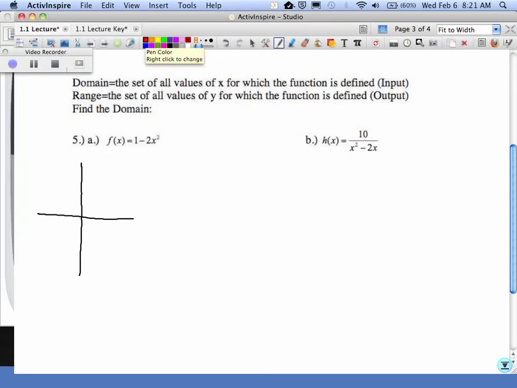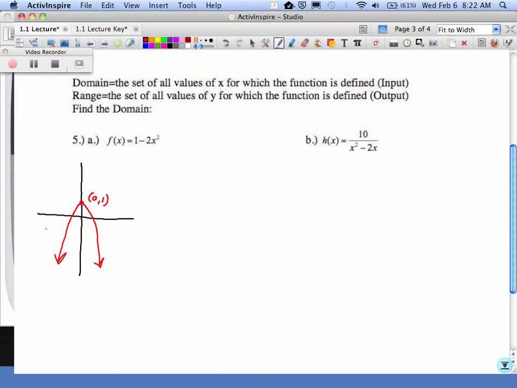So what kind of graph is 1 minus 2x squared? A parabola, a U-shaped graph, shifted up 1, and what's the negative 2 going to do? It's going to point it down and stretch. So it might look something like this. Now you certainly can go into your graphing calculator and have it draw a picture for you. But this point right there is (0, 1).